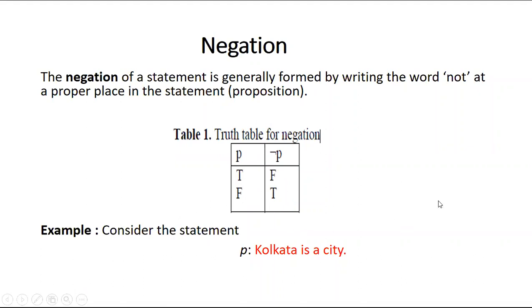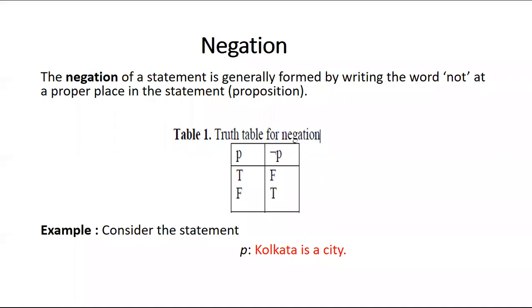Consider the statement P: Kolkata is a city. What is the negation of P here? Negation: Kolkata is not a city. That is a false statement.